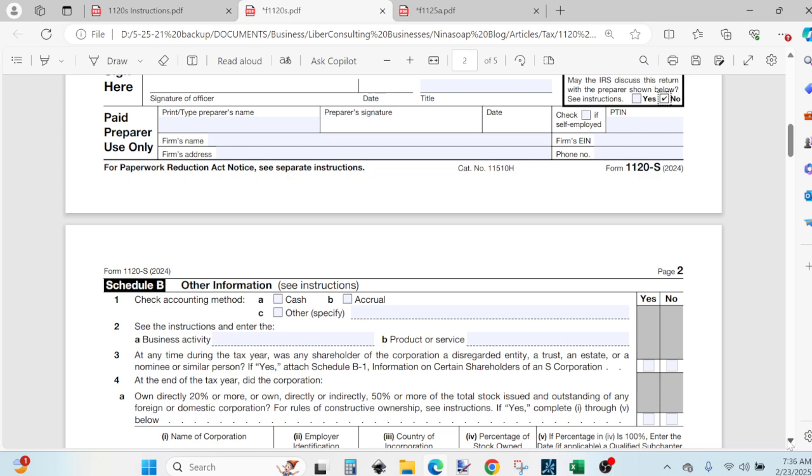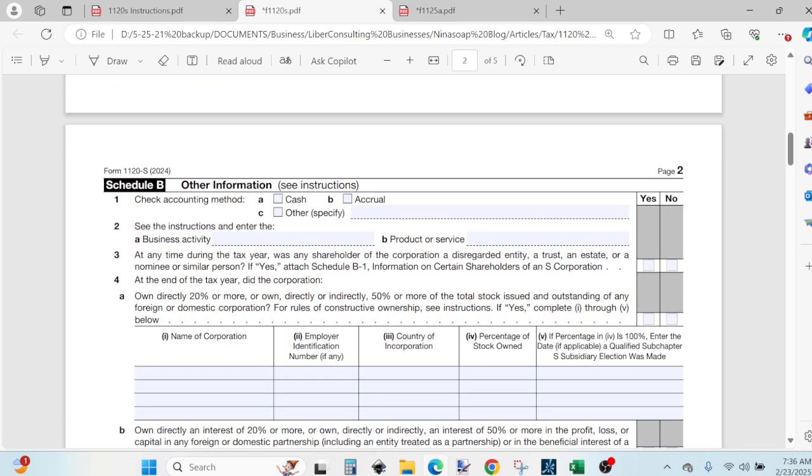And then you have Schedule B. Schedule B is for you to check whether you are using accrual or cash, and then your business activity and the product or services that you provide. You'll put those, and then you just read those questions and answer yes or no. We are not going to dwell much on that. The first is, was any shareholder of the corporation a disregarded entity? We'll say no. Does your business own 20% or more directly or indirectly of another business? We are just going to say no.